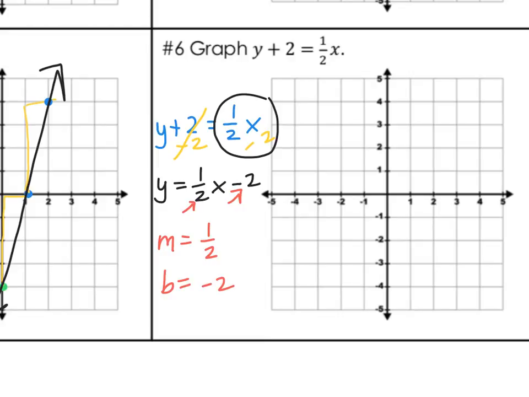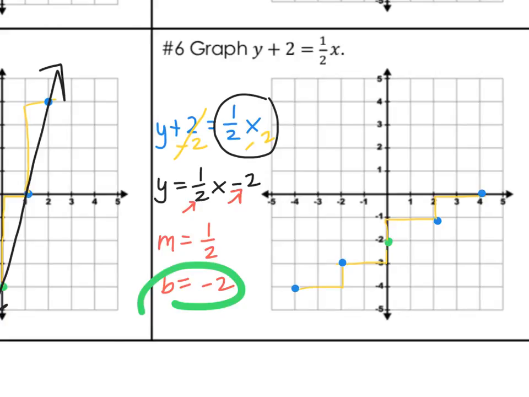Now we're ready to graph the line. Begin at the b. Begin at -2 and put a point. Our slope is rise over run. Our slope is 1/2. So we rise 1 and run 2. Put a new point. Do it again. We're going to rise 1 and run 2. Put our point. And then I'm off the graph, so let's reverse the order and go down 1 and back 2 and put a new point.